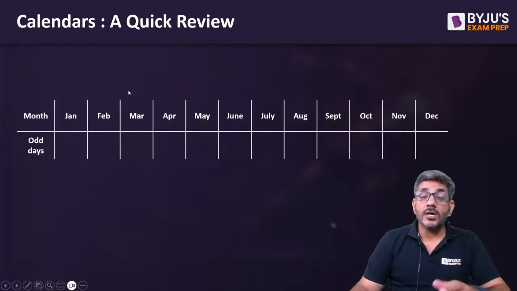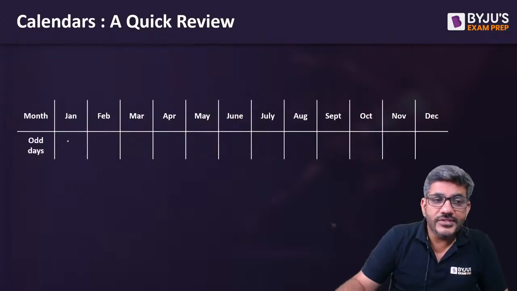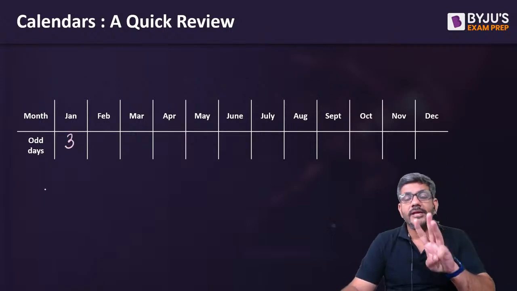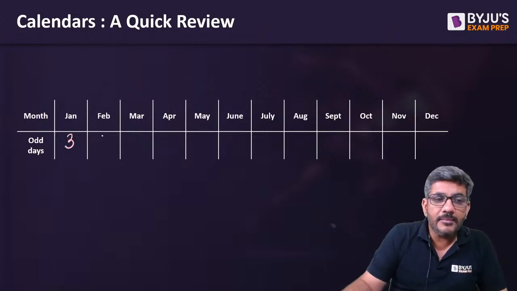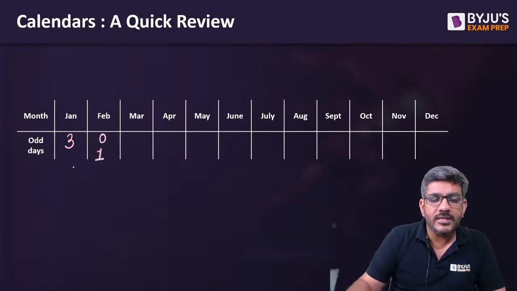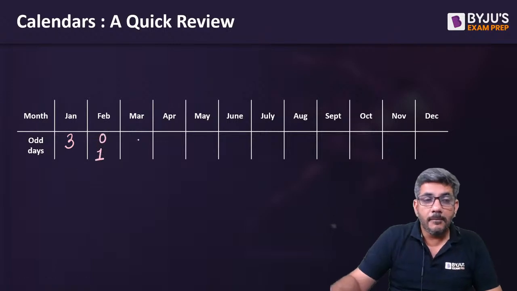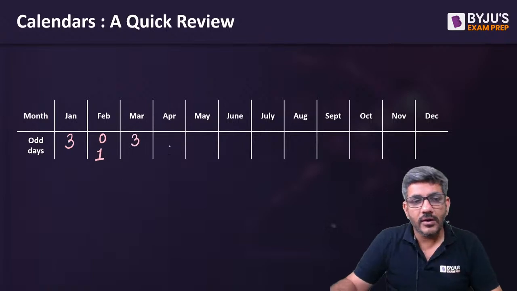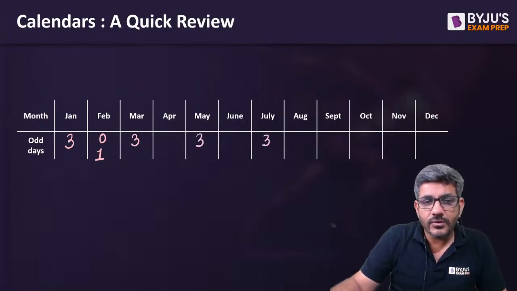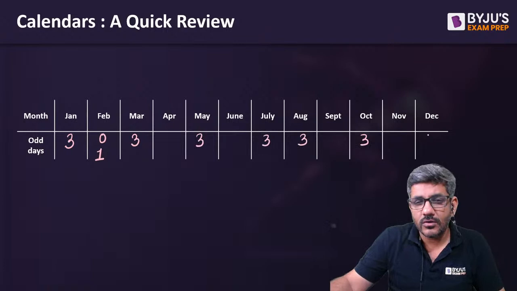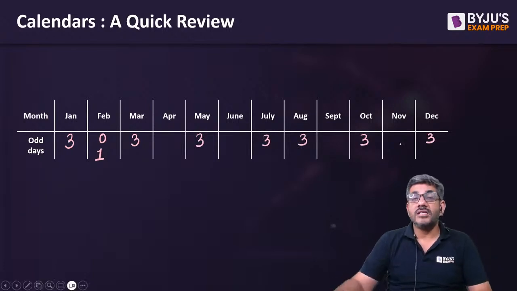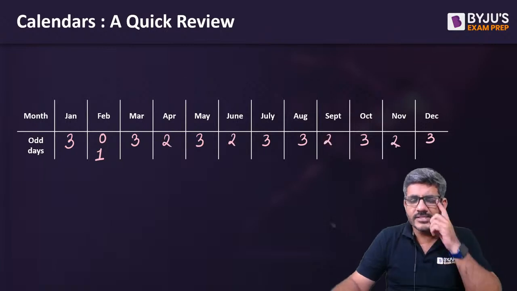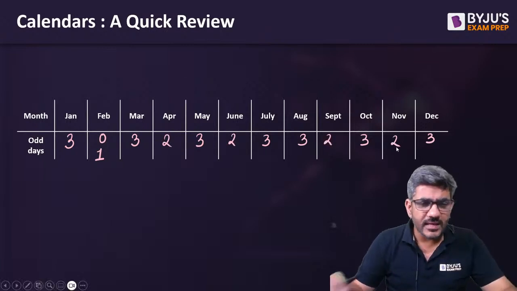Next, if I talk about the number of odd days month wise, January has 31 days. 31 divided by 7 gives a remainder of 3. There are 3 odd days in January. February might have 0 or 1 depending upon whether it's a normal year or a leap year. March has 3 odd days. Whenever a month has 31 days, it will have 3 odd days. So March, May, July, August, October, December, they all have 3 odd days. All the remaining months will have 2 odd days. याद करने की जरूरत नहीं है, वैसे मुझे नहीं लगता आपको याद करना चाहिए.